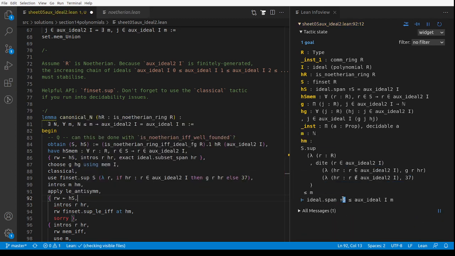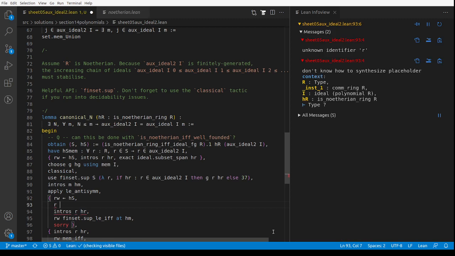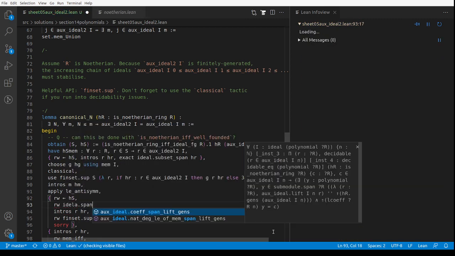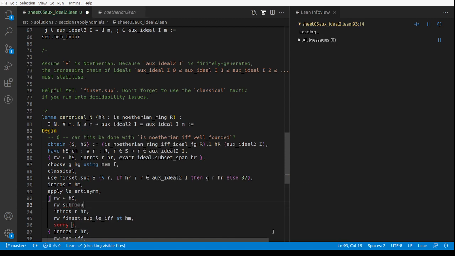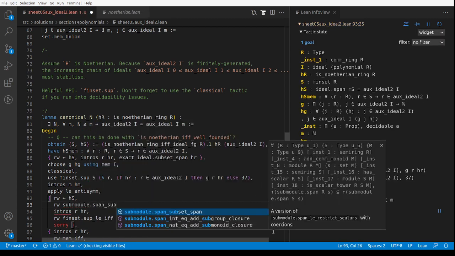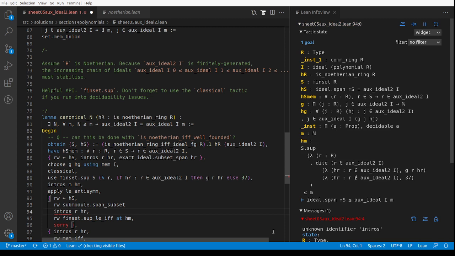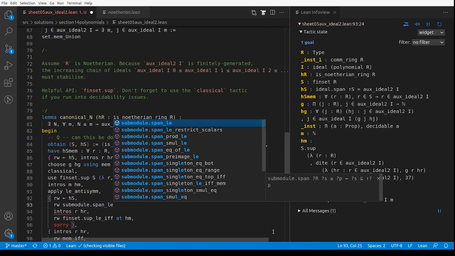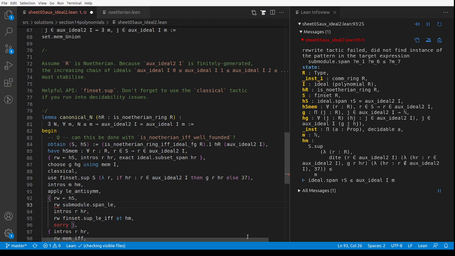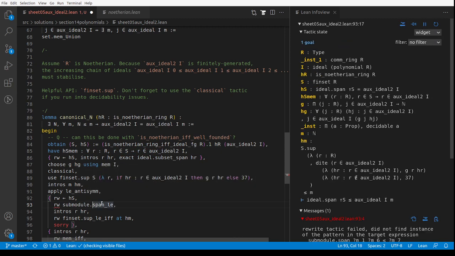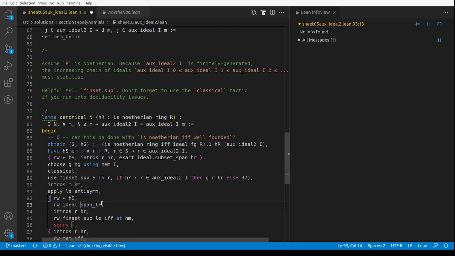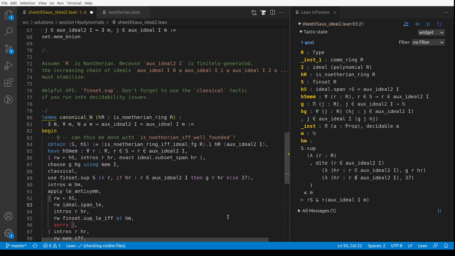So when is the span of a set a subset of a submodule? It's when, so this is rewrite ideal.span. No, it's probably Submodule.span_subset. No, subset. Span_le_iff or something it'll be called. There it is. It's exactly that. Oh, it didn't work. Let's try Ideal.span_le. Is that a thing? That is a thing. Great. So now we've just got to prove the elements of S are in the subset, and this is good.